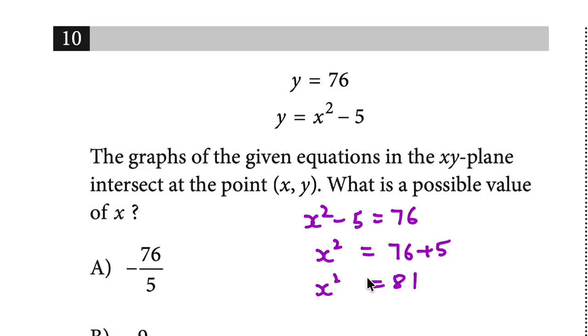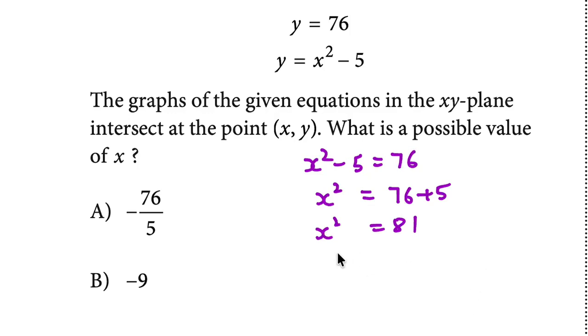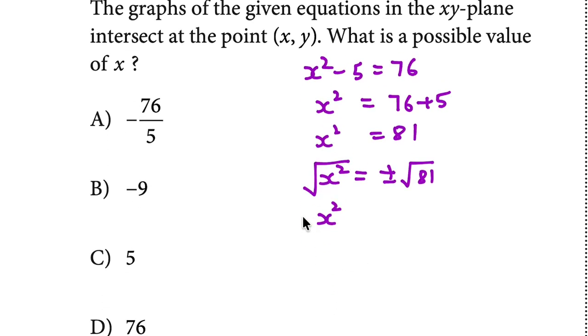Now here is an important concept. Whenever you take a square root, x will have both a positive and a negative value. The rules of exponents are used here: it is x squared, and the square root sign has power 1/2. So x is equal to the square root of 81, which is 9, so it is plus or minus 9.